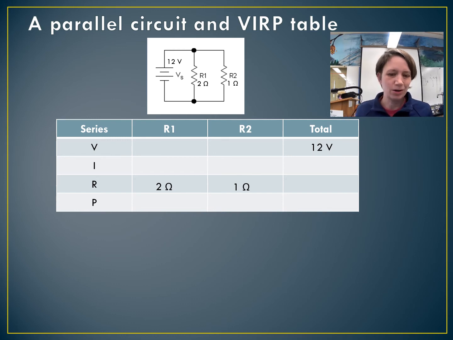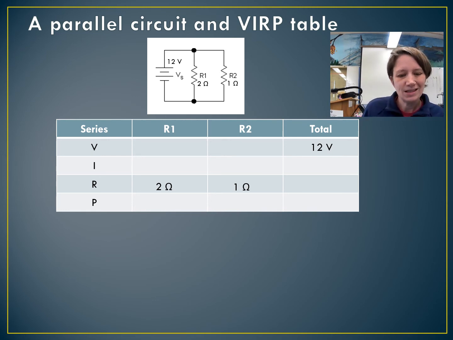But that's where the similarities end. From here on out, everything is different. So don't get in the habit of doing the same thing on every table. You've got to really think about what makes sense for the circuit that you've got. So the first question I ask myself is, should the total resistance be 3 again?